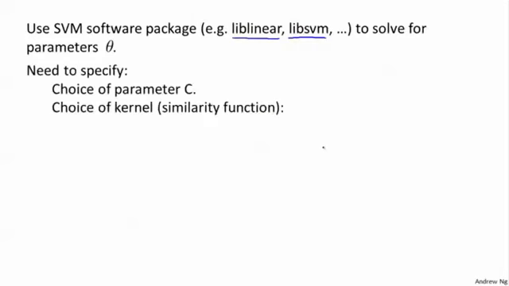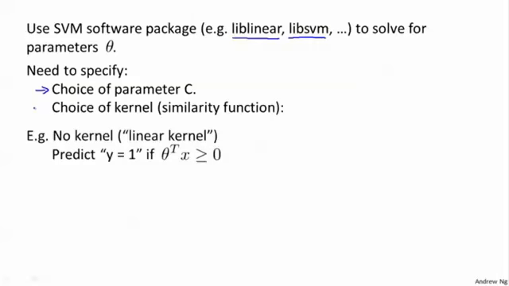Even though you shouldn't be writing your own SVM optimization software, there are a few things you need to do though. First is to come up with some choice of the parameter C. We talked a little bit about the bias variance properties of this in an earlier video. Second, you also need to choose the kernel or the similarity function that you want to use. So one choice might be if you decide not to use any kernel, and the idea of no kernel is also called a linear kernel.